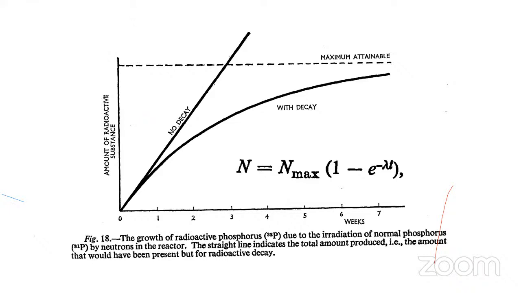This, again, I will not go into the details of it, just briefly I'll talk, because I have to cover the interaction of X-ray with matter, is the growth of radioactive phosphorus due to irradiation of normal phosphorus. So you would say that it will just keep going up and up, but because the material you are producing is radioactive, that means it will decay also. So it will go up and up, and after some time, it will become a stable state. So this is a maximum attainable state.